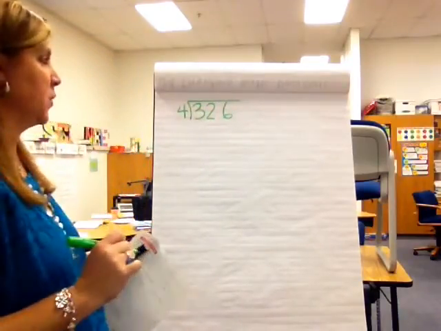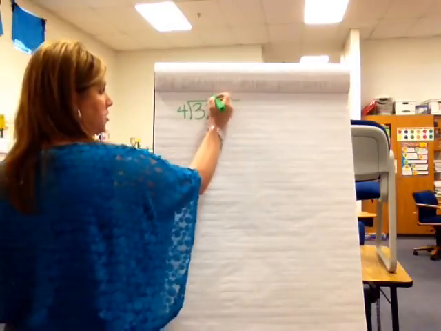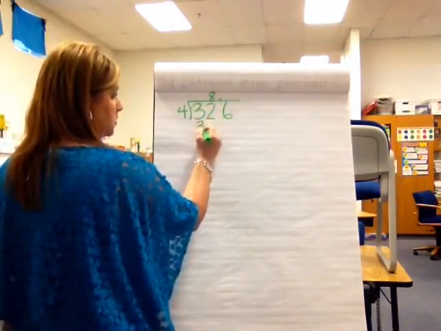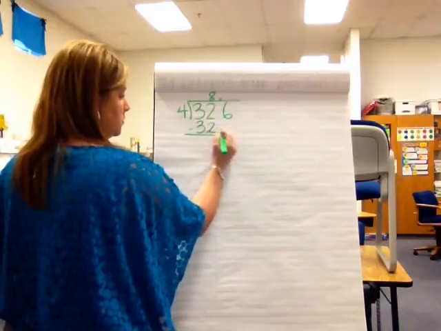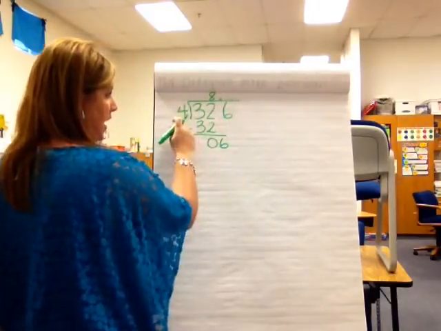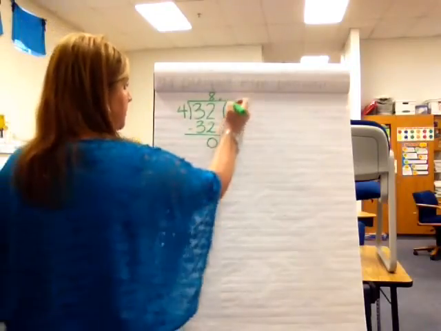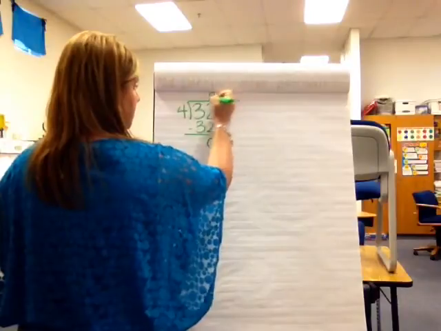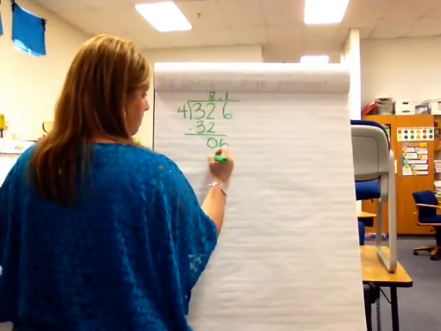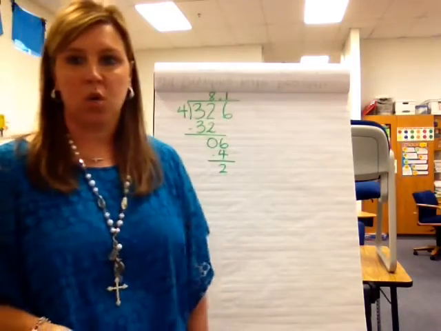Here we go. Moving it up. How many times does 4 go into 32? That's 8. 8 times 4 is 32. Subtract. Bring down my 6. How many times can 4 go into 6? 1 time.